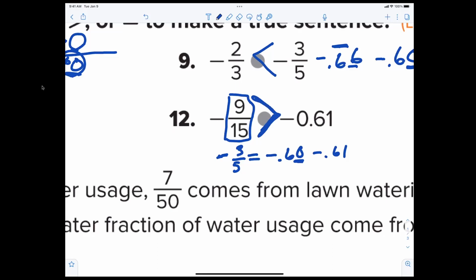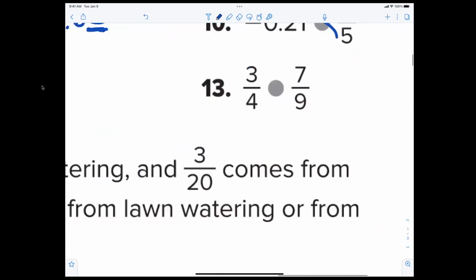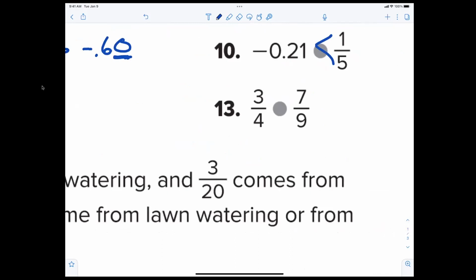All right, hopefully you're feeling better. All right, let's knock out 13. Ooh, this is a good one. 3/4 is what decimal? You're awesome, girl. 0.75. Now tell me about 7/9.